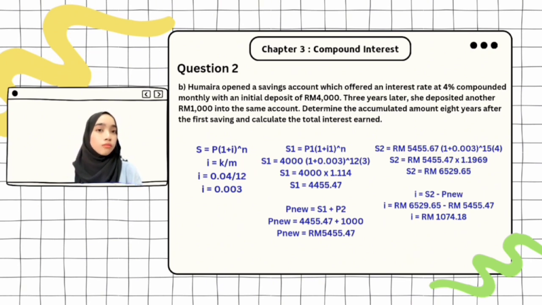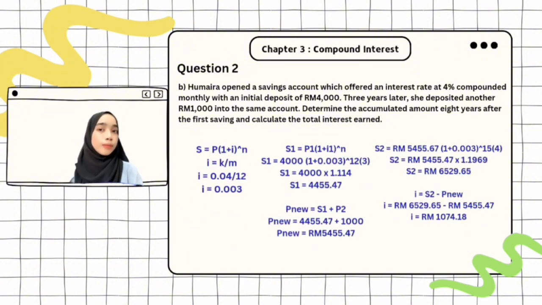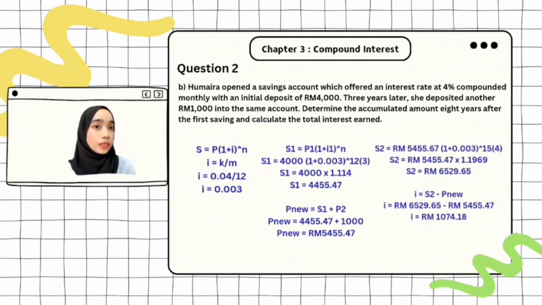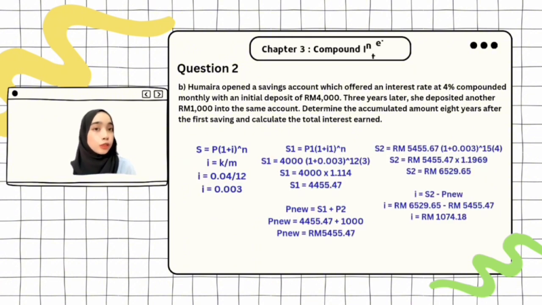S2 equals RM5455.47 multiply 1.1969. S2 equals RM6529.65. So that's the answer for the accumulated amount after 8 years. For the total interest earned, I equals second S minus new P.